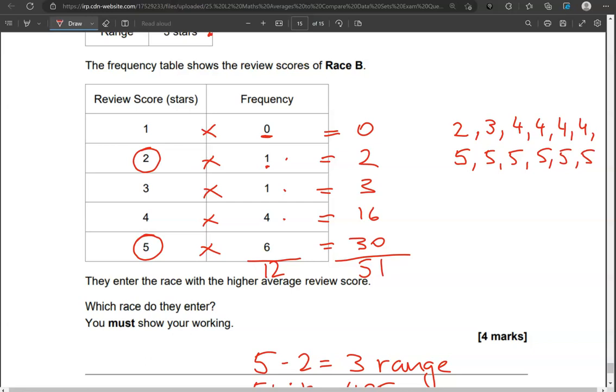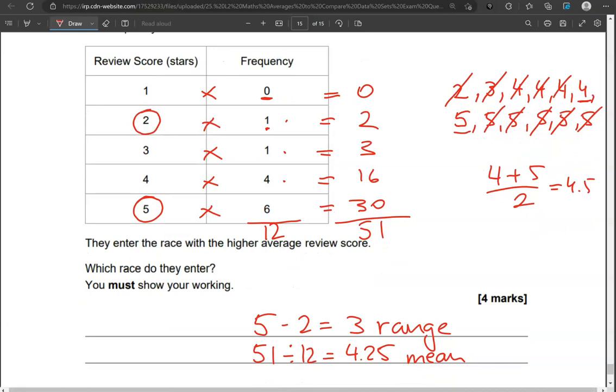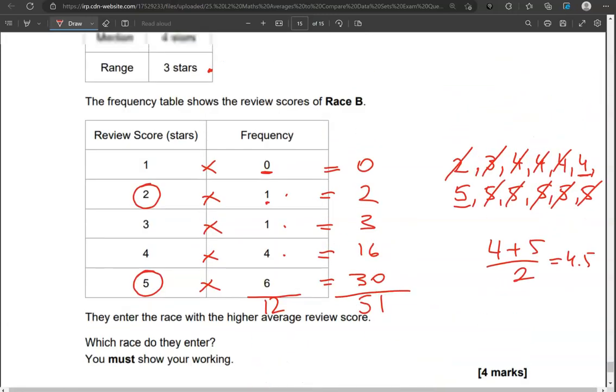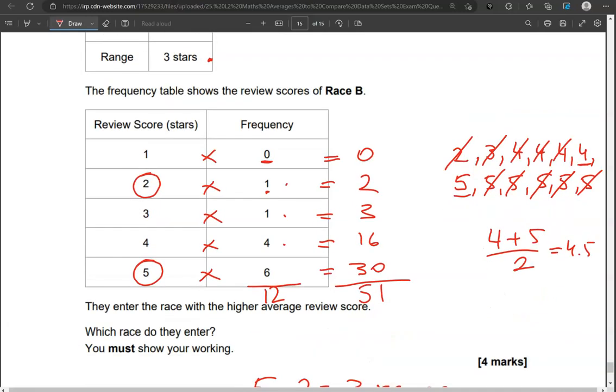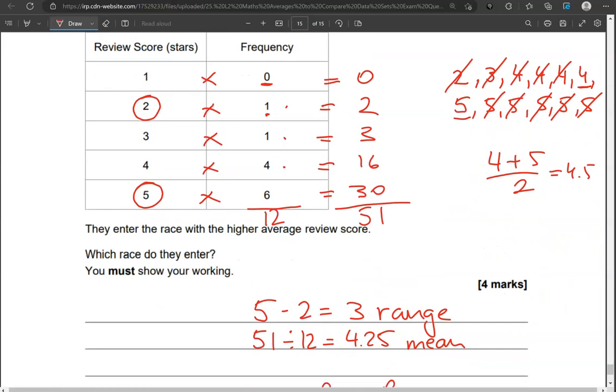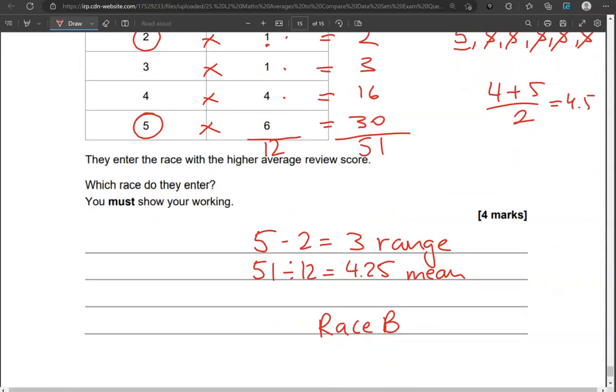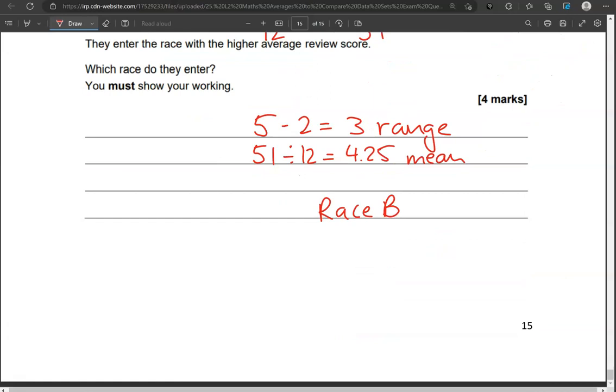Now we cross out again 1 on each side. We have in the middle 4 and 5. Midpoint between 4 and 5 is 4.5. You can also do 4 add 5 divided by 2, which gives you the same answer. So 4.5 is the median. Again, even with that, median would be higher than the 4 that we have here, so you'd come to the same conclusion and say race B. However, you don't need to show both the mean and the median as well as the range. And that's the end of the questions.